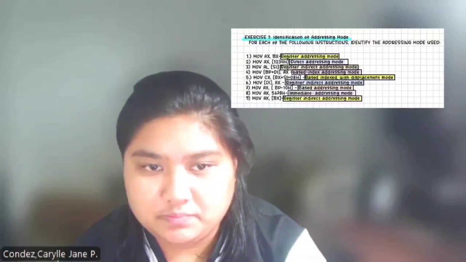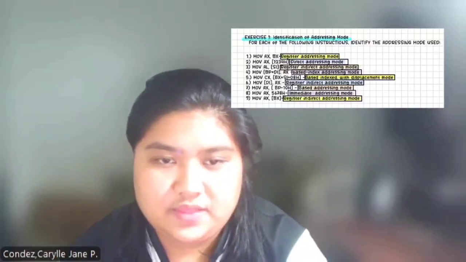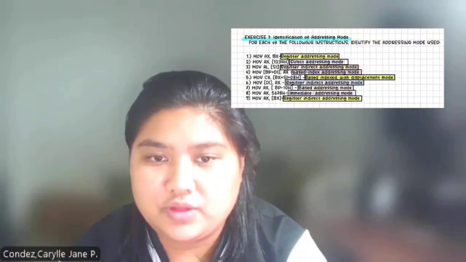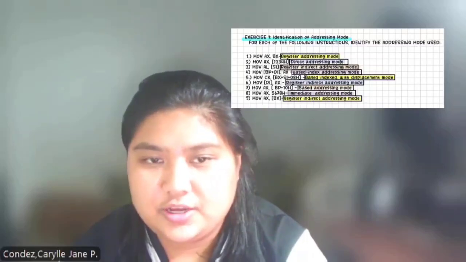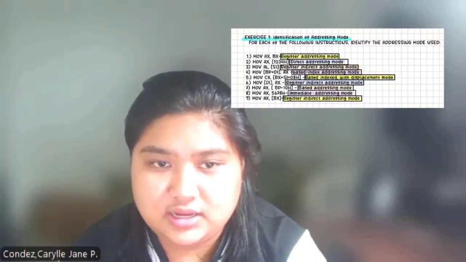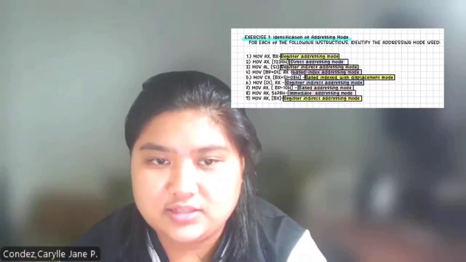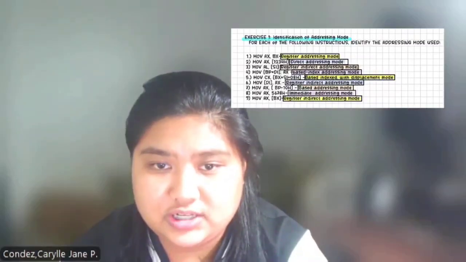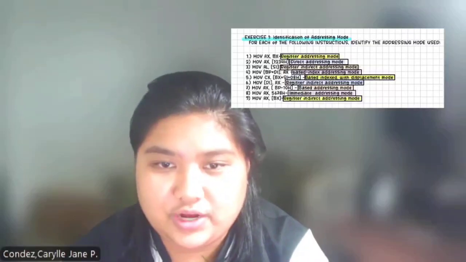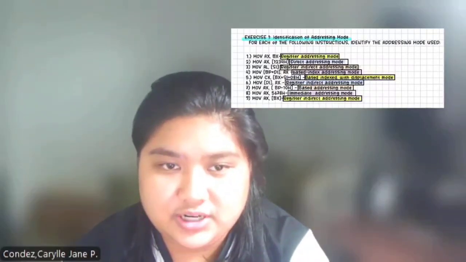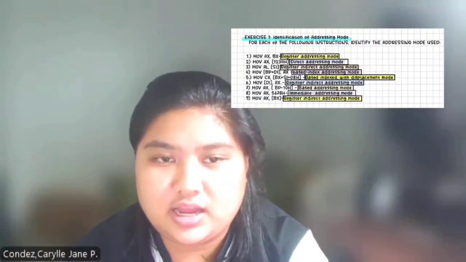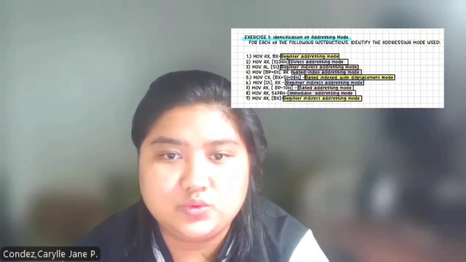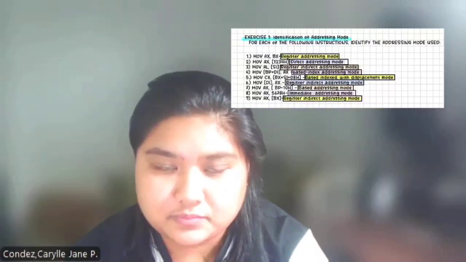So for number 1, this is register addressing mode because both operands are registers. For number two, this is direct addressing. So the instruction directly uses a memory address, which is the 1234H. So for number three, this is register indirect addressing. So the actual memory address comes from the value stored in SI.